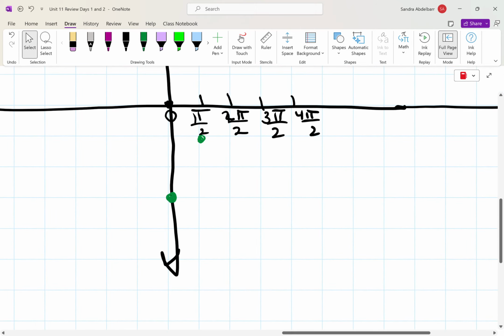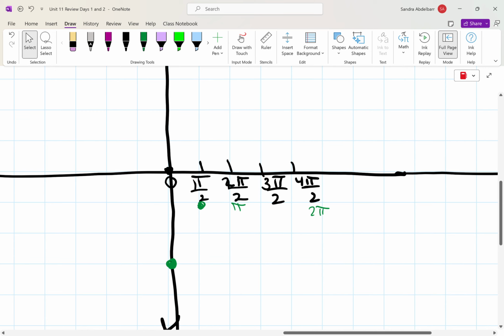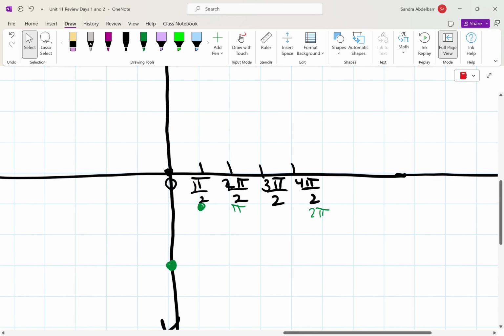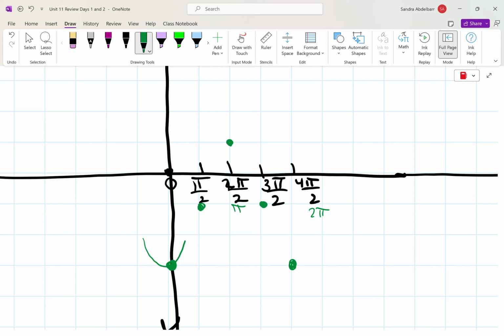Okay, so we were at 0, -3. Then we were at pi over 2, -1. Then we are at pi, +1. And then 3 pi over 2, -1. And 4 pi over 2, -3. So it looks something like that.